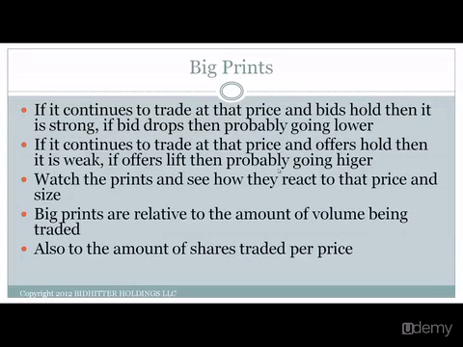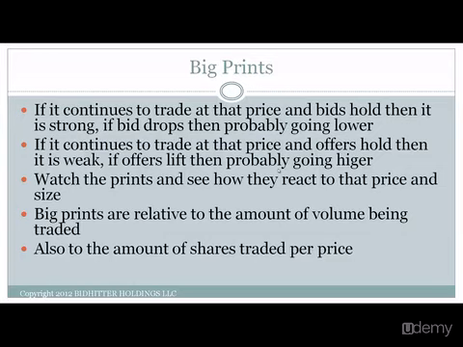So in essence, that means if you're printing on the bid at the same price, you see a huge print go through, and then that bid continues to hold and doesn't go lower, it's a sign that it's strong. It'll probably trade higher. But let's say the bid drops, it'll probably go lower.